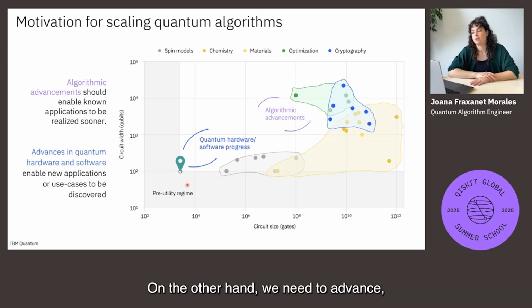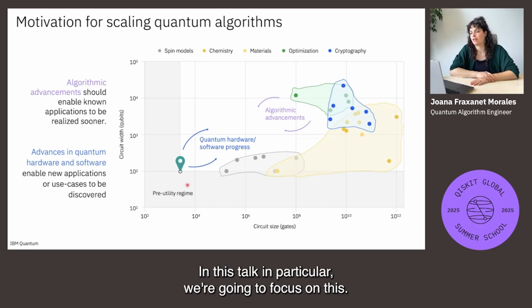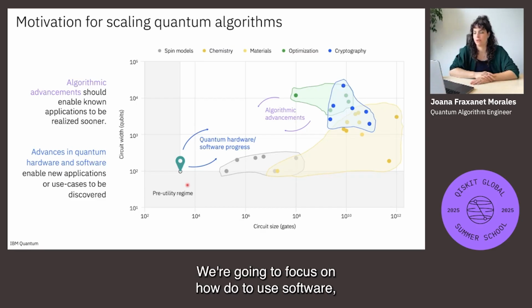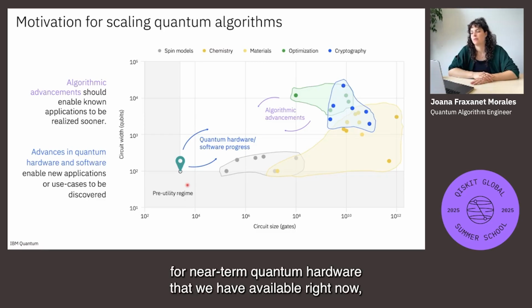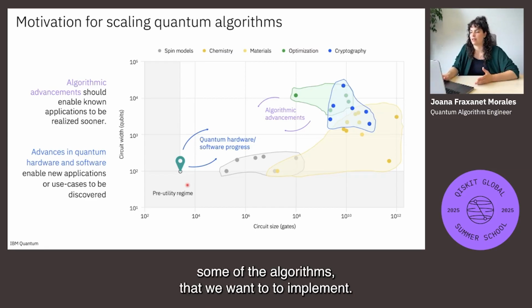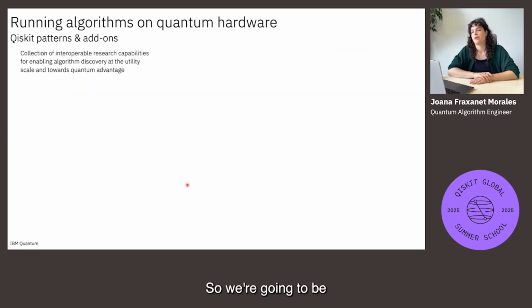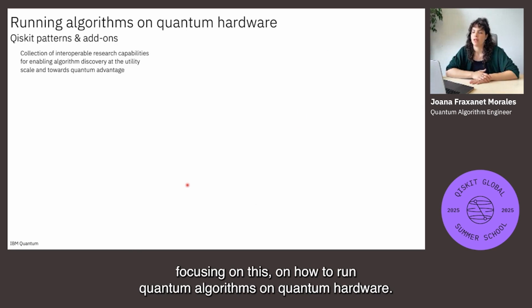On the other hand, we need to advance quantum hardware and software in order to enable new applications. In this talk in particular, we're going to focus on how to use software for the near-term quantum hardware that we have available right now to better approach some of the techniques, some of the algorithms that we want to implement. So we're going to be focusing on how to run quantum algorithms on quantum hardware.